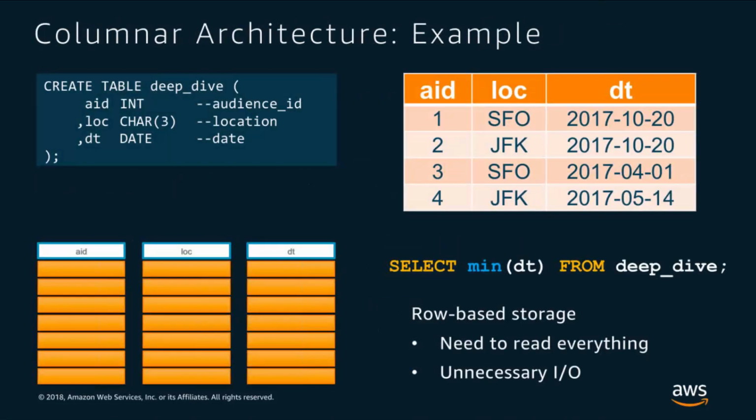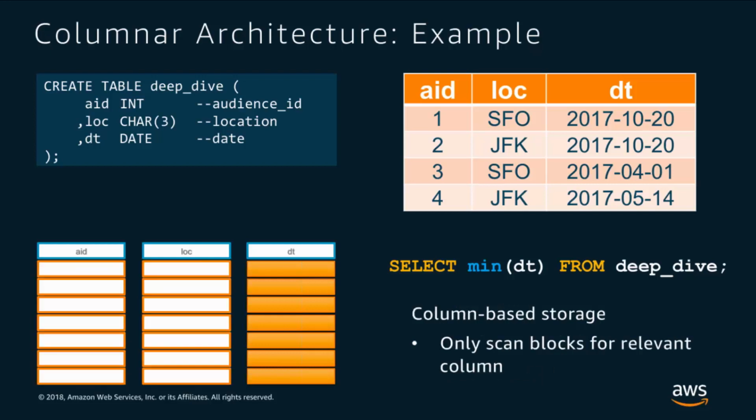Just to illustrate how this works, suppose we have this deep dive table up here on the top left, with just a handful of rows in it. We're going to write a query against it, and the select statement here is select the minimum date from this deep dive table. In a row-based database, you'd end up reading the entire table off disk to find that minimum date, assuming there are no indexes or anything like that to optimize. In a columnar system like Redshift, we would only need to read the data for that date column off disk.